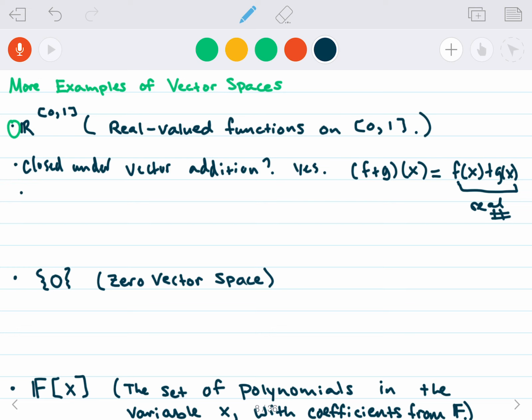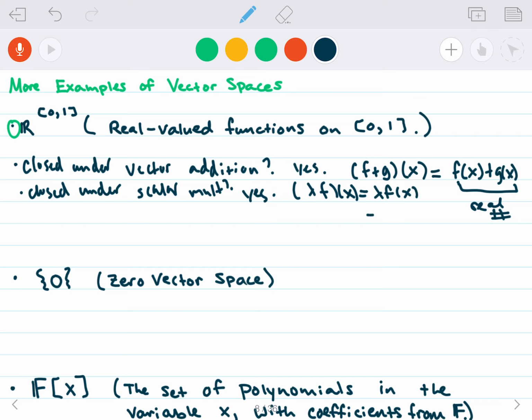Also closed under scalar multiplication for a similar reason, and this is by the way we defined this multiplication. We had (lambda f)(x) equal to lambda times f(x), and this is a real valued function on [0,1]. So definitely closed under scalar multiplication as well.